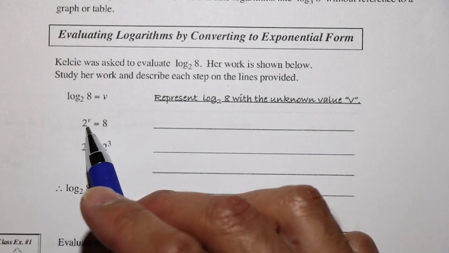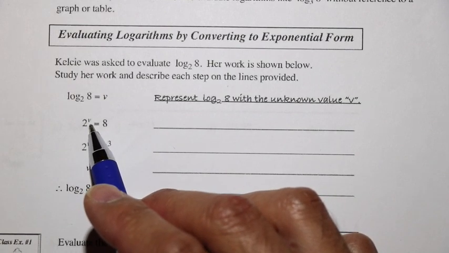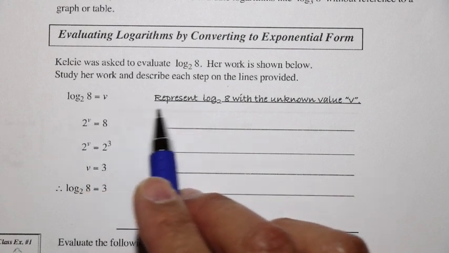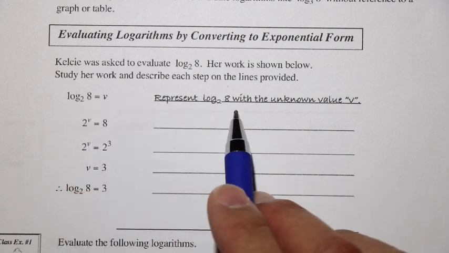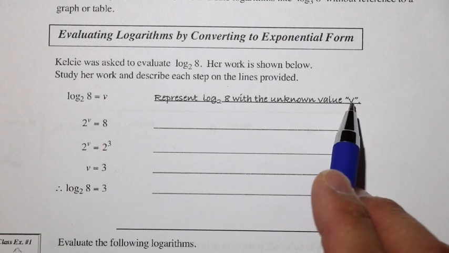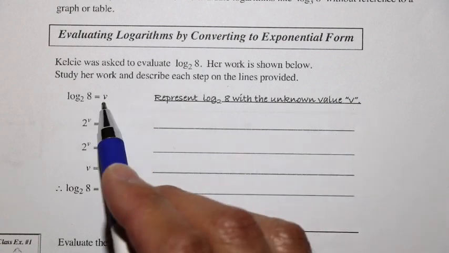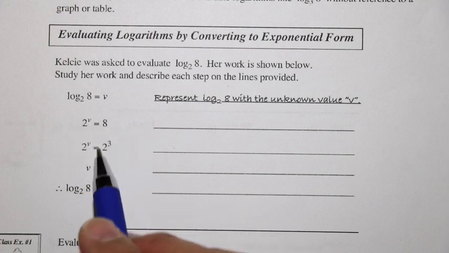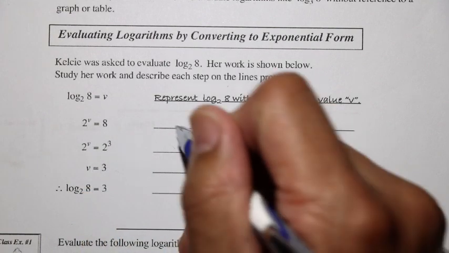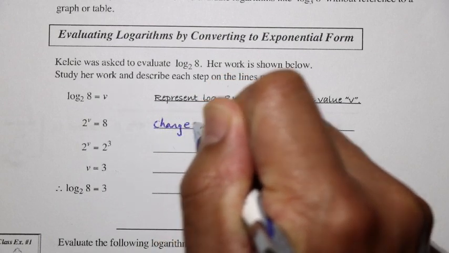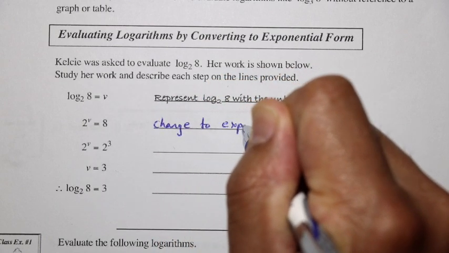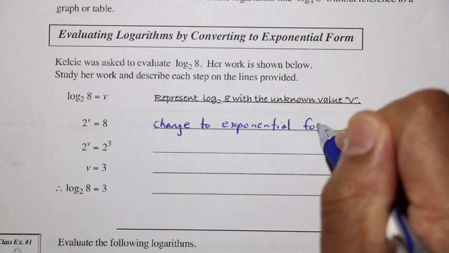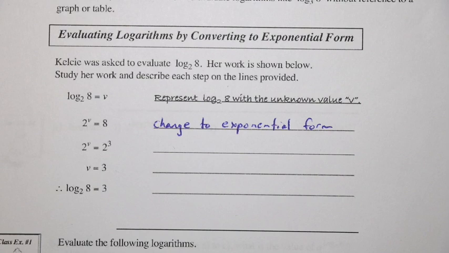So we have log base 2 of 8 is equal to v, and what she did was represent the log base 2 of 8 with the unknown value v. Very smart choice of v here, because it kind of looks like a y. Anyways, 2 to the v is equal to 8 was her next step, and so she changed the logarithmic form to the exponential form. Remember that these two are equivalent.